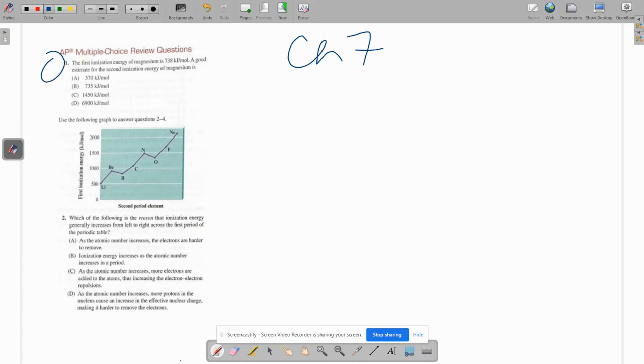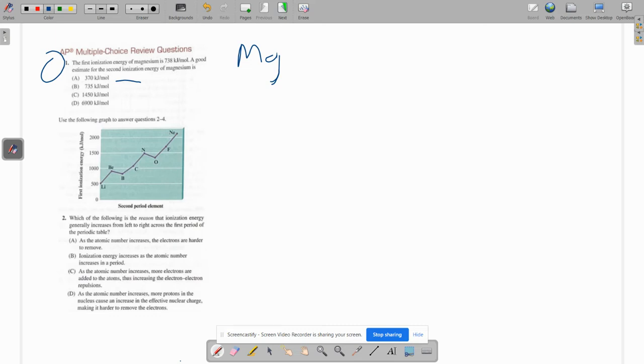Number one, it says the first ionization energy of magnesium is 738. A good estimate for the second ionization of magnesium is what? So first of all, as you go from the first to the second to the third ionization, the numbers keep getting bigger. It keeps getting harder and harder to remove electrons. I would say a good estimate is that if the electrons you're removing are in the same energy level, then basically the ionization energy roughly doubles or a little less than doubles.